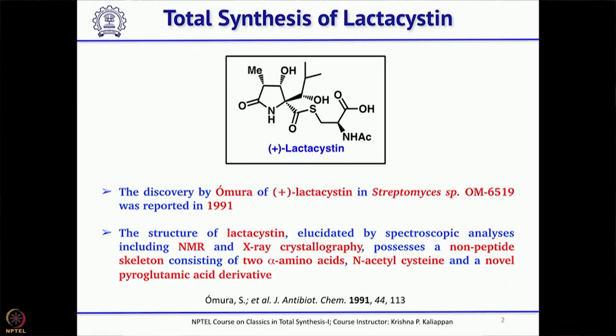Now we will move to the synthesis of other natural products having a 5-membered ring. We have been discussing the total synthesis of penicillin-type antibiotics, and we will continue with one more natural product close to this. That natural product is called lactacystin. It was isolated in 1991 by Omura and his group, and the structure was elucidated by various spectroscopic techniques; the X-ray was particularly helpful. If you look at this molecule closely, it has two amino acids, one here and a second one here, and N-acetylcysteine is also part of this amic acid derivative.